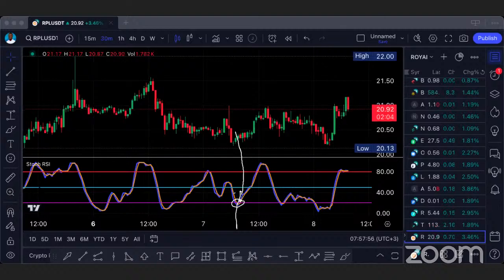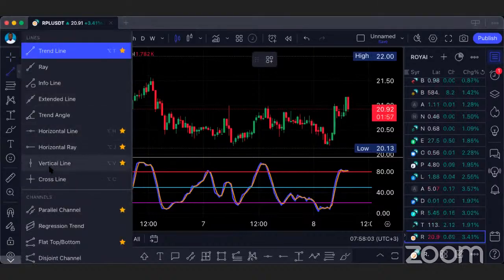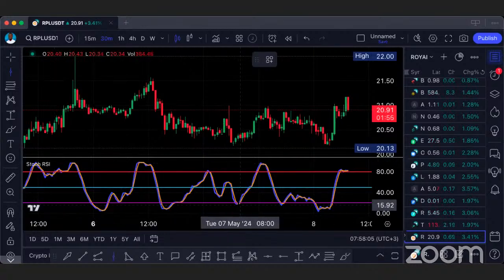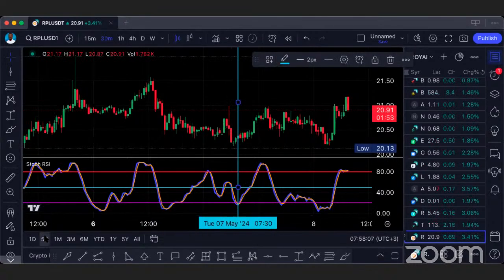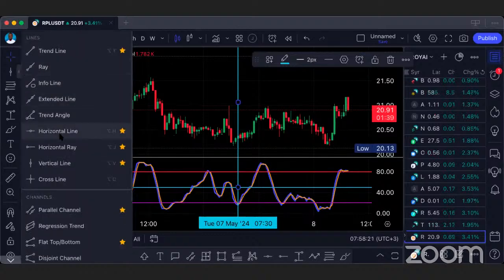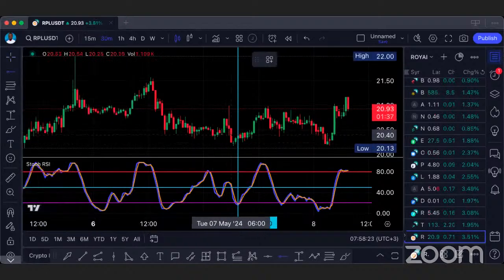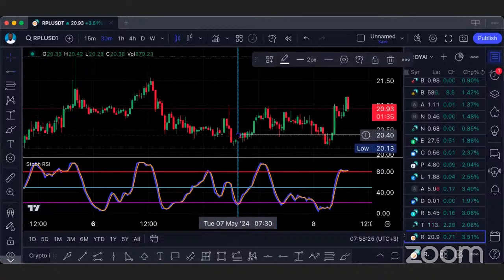So let me draw the line. I pick the vertical line and I press it there. And after drawing the vertical line at the crossover, at the close of the candle, you draw there a horizontal line or a horizontal ray at the close of the candle. So there you draw your horizontal ray.